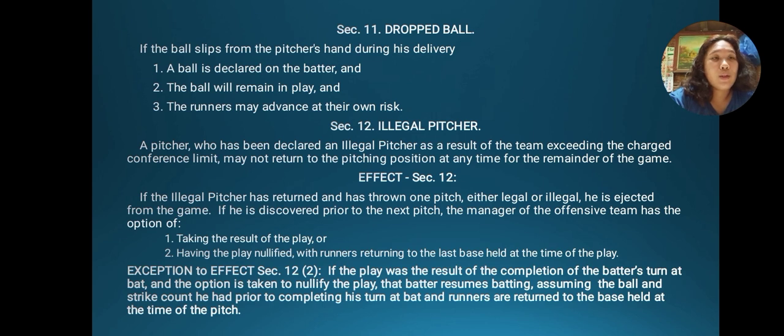Then Section 11, the drop ball. If the ball slips from the pitcher's hand during his delivery, a ball is declared on the batter and the ball will remain in play and the runners may advance at their own risk. Then the illegal pitcher: a pitcher who has been declared an illegal pitcher as a result of the team exceeding the charge conference limit may not return to the pitching position at any time for the remainder of the game.